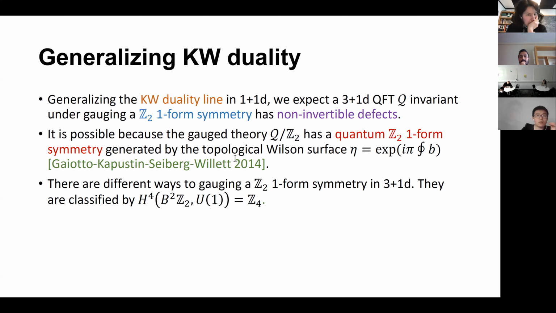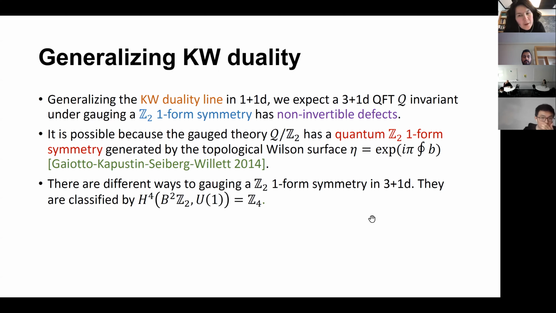Okay, but now we are instructed to look for theories that are invariant under gauging a Z2 one-form symmetry. But notice that when we gauge symmetries, there are multiple ways to gauge a symmetry, and they differ by adding discrete torsions. So in fact, in 3+1d, if we want to gauge a Z2 one-form symmetry, there are 4 different ways to do this, and they are classified by the fourth cohomology class on these objects. And this is a Z4 group.